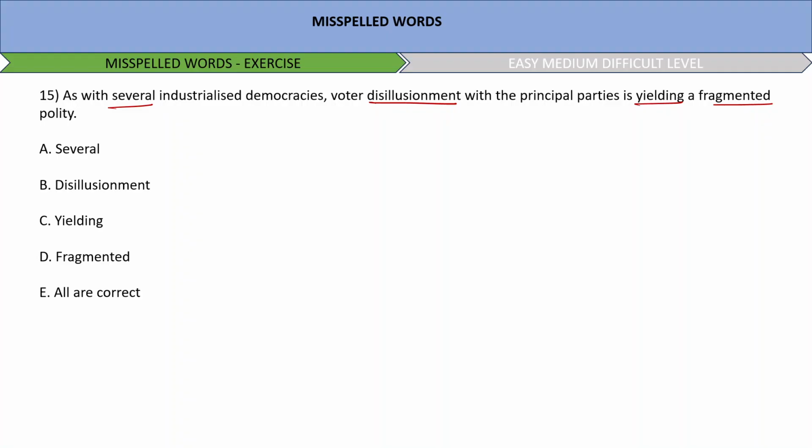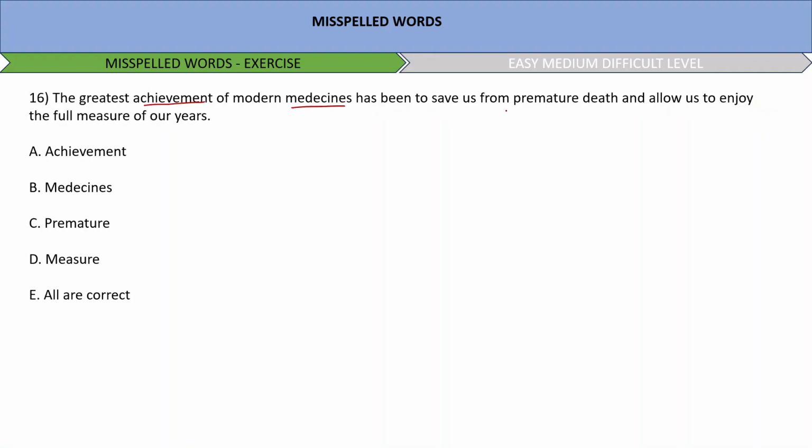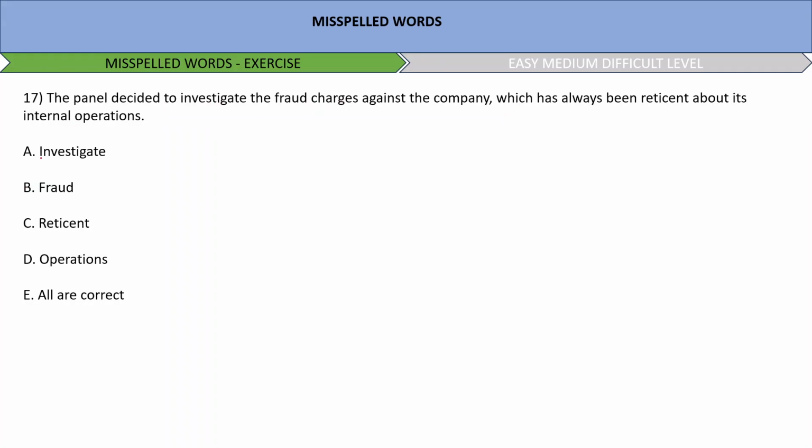Next question. The greatest achievement of modern medicines has been to save premature death and allow us to enjoy the full measure of our years. Medicines, of course. Next, the panel decided to investigate the fraud charges against the company, which has always been reticent about its internal operations. So the error here is no error, all are correct.